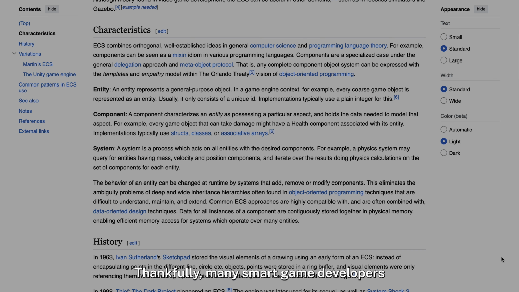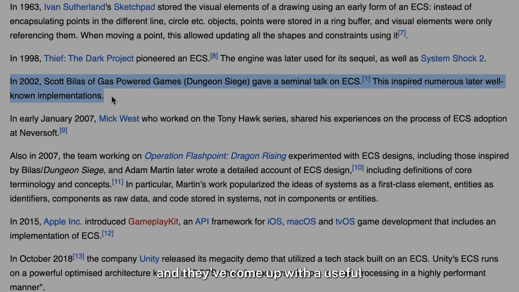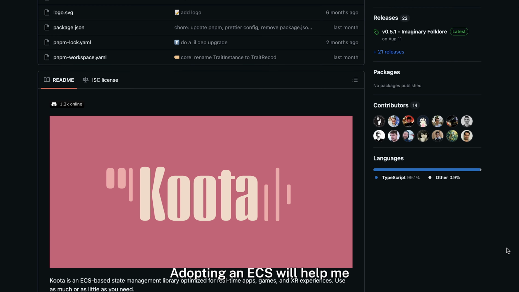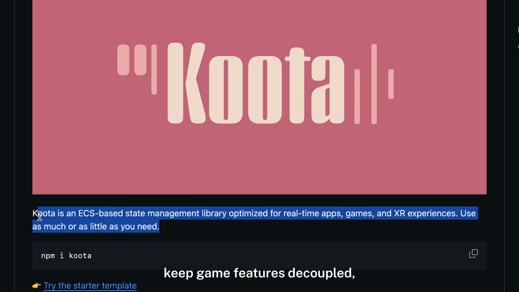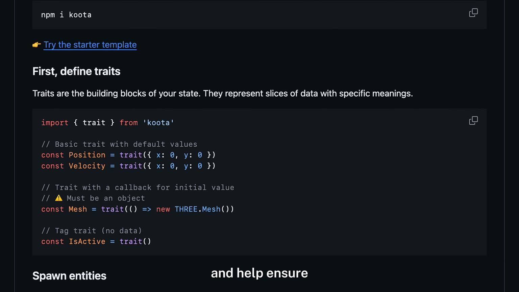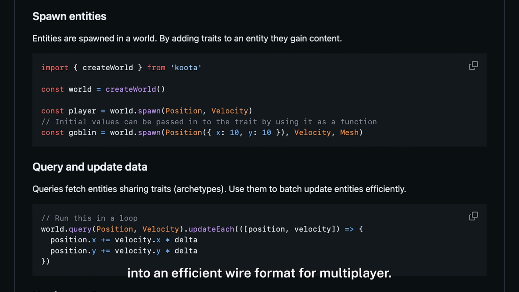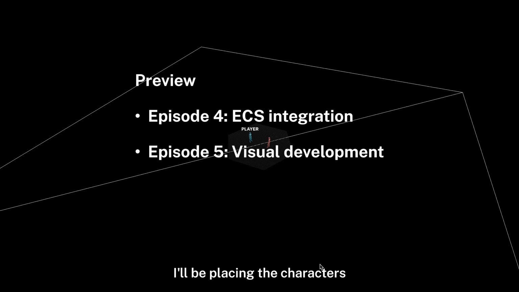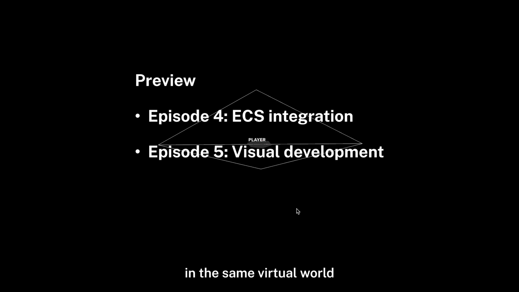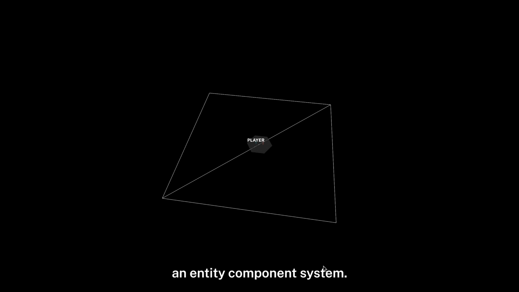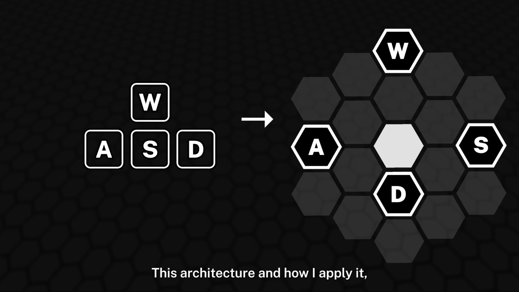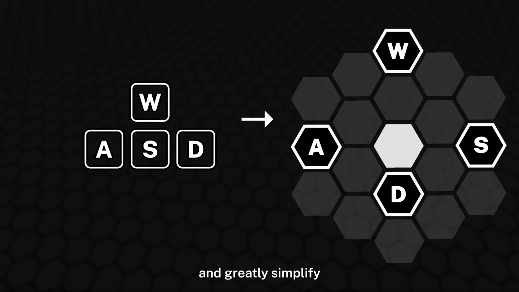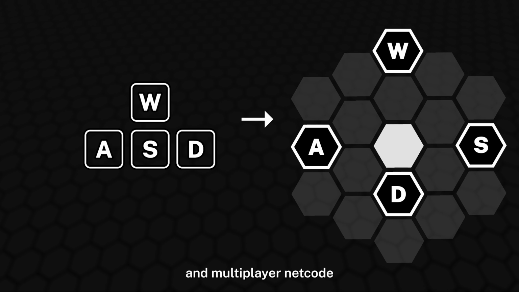Thankfully, many smart game developers have made games before us, and they've come up with a useful architecture pattern called an entity component system. Adopting an ECS will help me keep game features decoupled, which will keep the codebase manageable, and help ensure that I can distill my game features into an efficient wire format for multiplayer. Next episode, I'll be placing the characters and hex grid system in the same virtual world by introducing an entity component system. This architecture and how I apply it will directly facilitate determinism in the game simulation and greatly simplify both the combat system and multiplayer netcode that I have in mind.